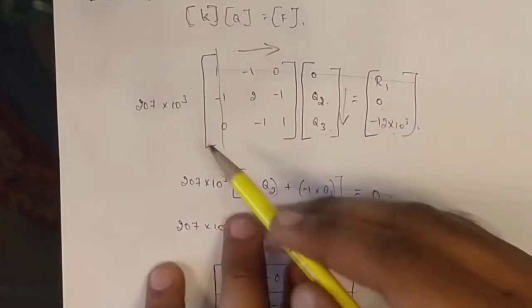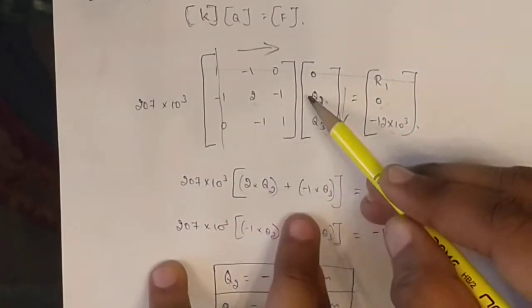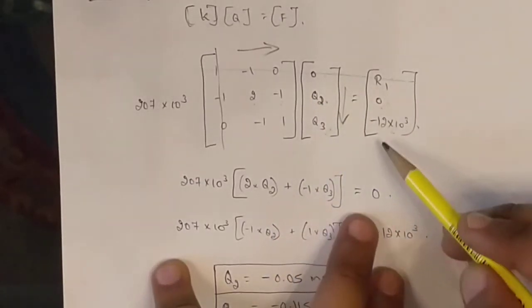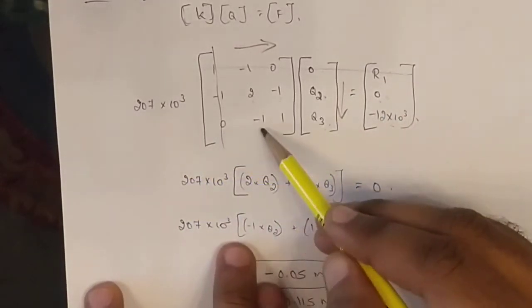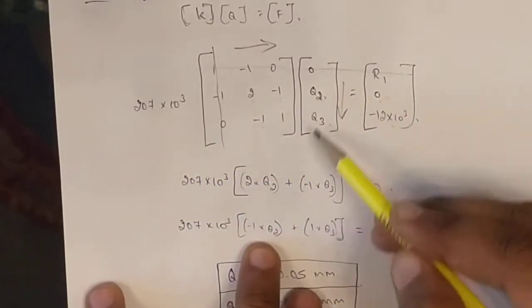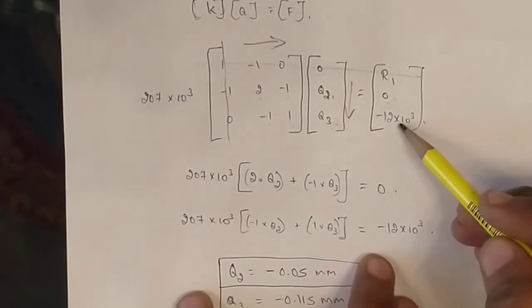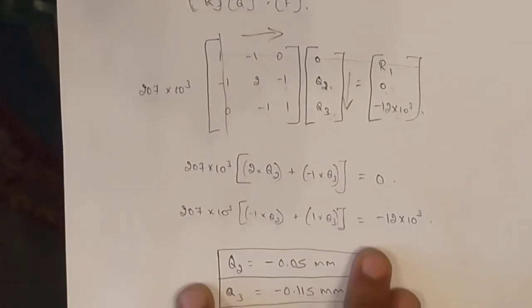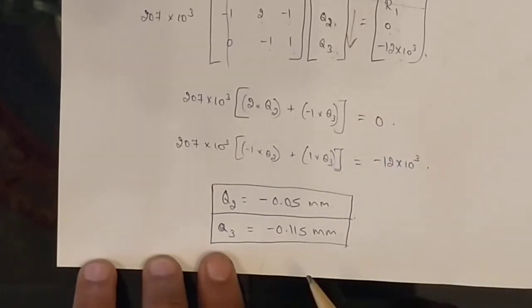I repeat, 207 into 10 power 3 is common. 2 into Q2 plus minus 1 into Q3, row into column, is equal to 0. Similarly, 207 into 10 power 3, minus 1 into Q2 plus 1 into Q3 is equal to minus 12 into 10 power 3. So just solve these two equations in your calculators.